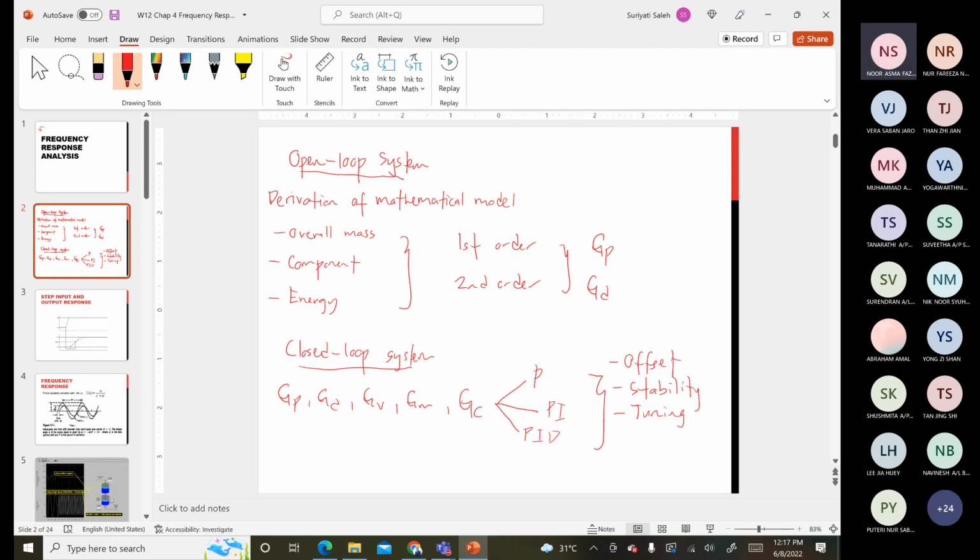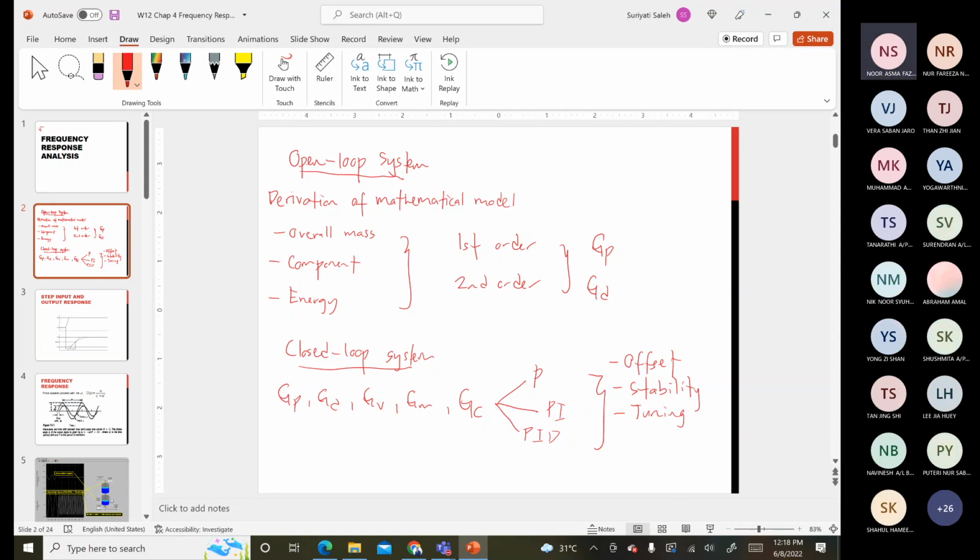Because just to note, every chemical process is unique. There is no standard guideline to assume your value. Sometimes, maybe you are lucky, you put KC equal to 1, then you get the good response. Sometimes it is not the case. That's why the tuning method is very important to provide you the starting point of the controller parameters value.